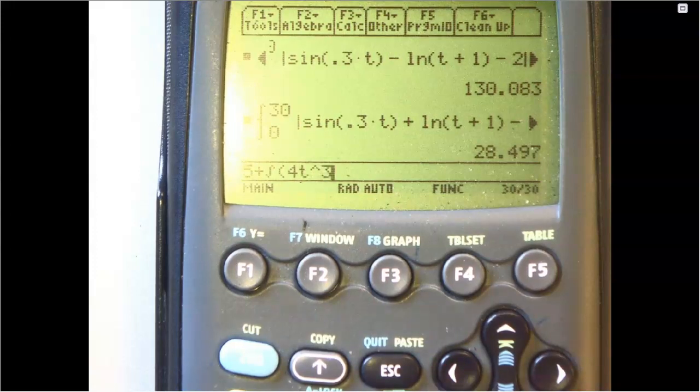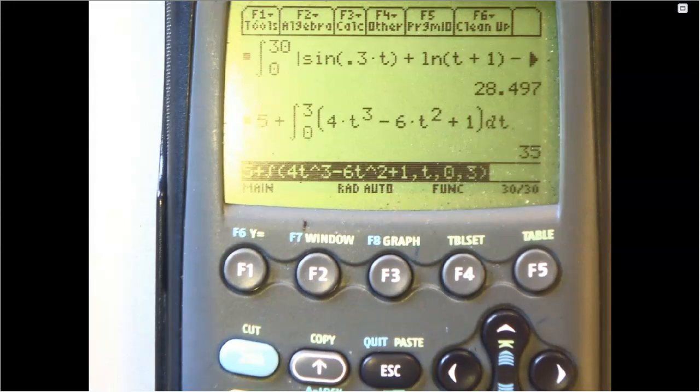4t to the third minus 6t squared plus 1, comma t, that's like your times dt, and then 0. So I got 35. 35? That's cat.